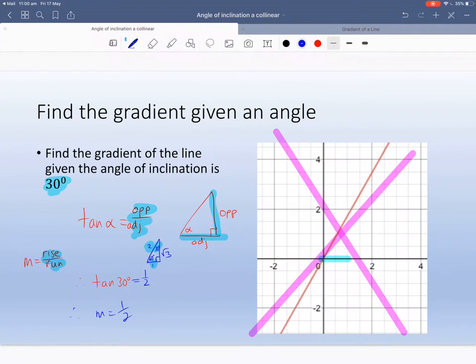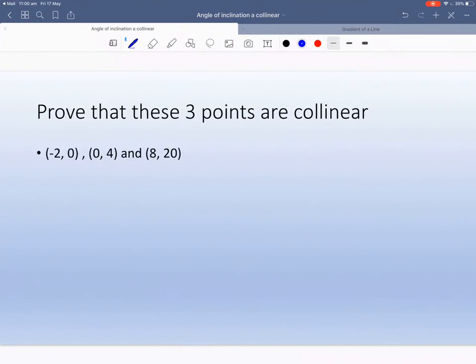All right, let's go to collinear points, all right? Now, prove that these three points are collinear. So collinear means that they lie on the same line. So that's what collinear means, all right? They lie on the same line. So the way we do that is that we actually find the gradient of these two, and then I'm going to find the gradient of these two. So let's do it.